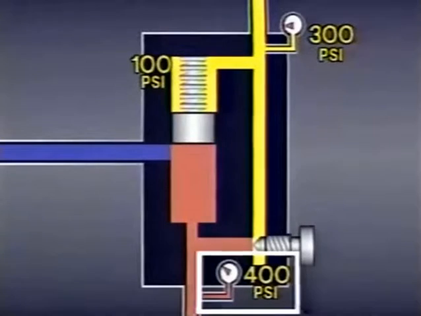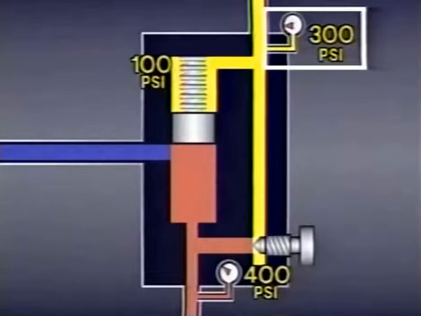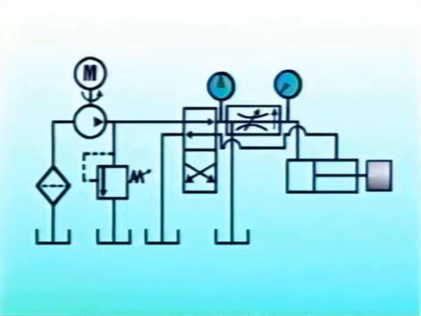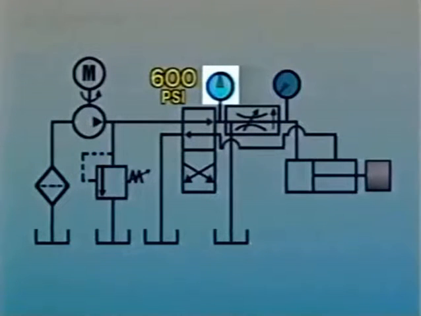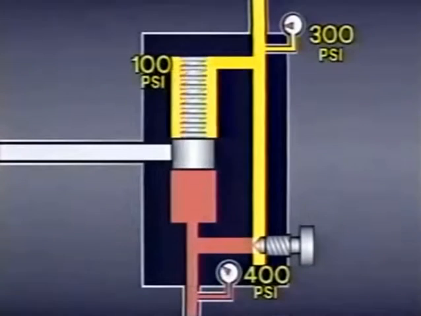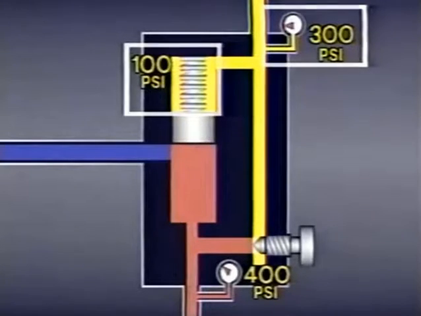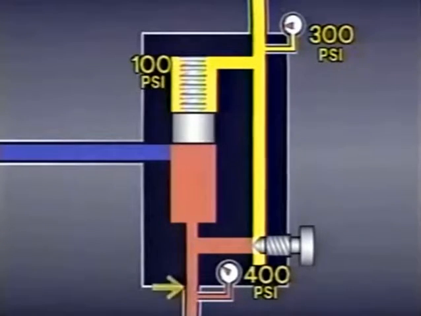But the pressure differential across the orifice is still 100 psi, so the flow remains the same. If system pressure increases, say the relief valve is reset to 600 psi, the compensator spool will still shift at 400 psi, the combined pressure of the workload and the spring. Pressure at the valve inlet and pressure just upstream of the needle valve orifice will still be at 400 psi. Flow rate through the orifice will remain the same, while flow to tank will increase.